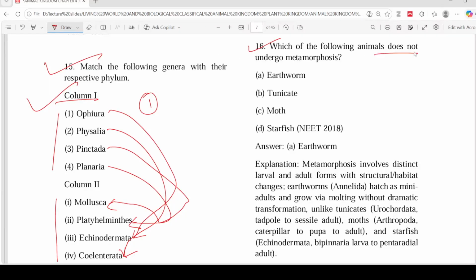Which of the following animals does not undergo metamorphosis? Earthworm, tunicates, moth, and starfish. So the correct answer will be earthworm. Metamorphosis involves distinct larval and adult forms with structural and habitat changes. Earthworms hatch as mini adults and grow without dramatic transformations, unlike tunicates, moths, and starfish. So that's why earthworm is the correct answer for this question. This is the explanation for this question.